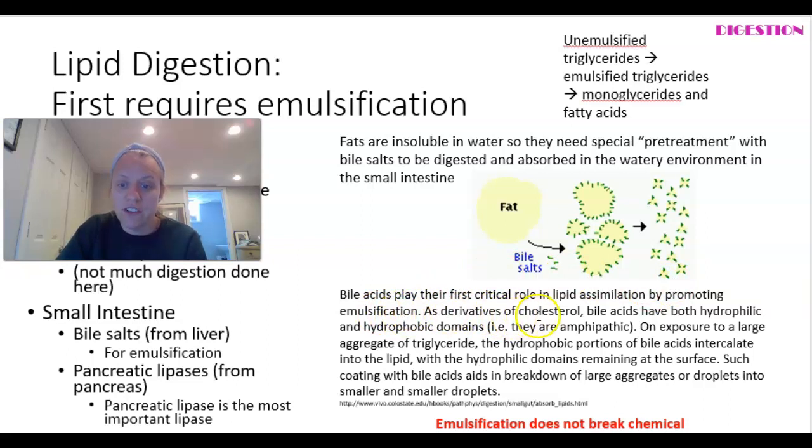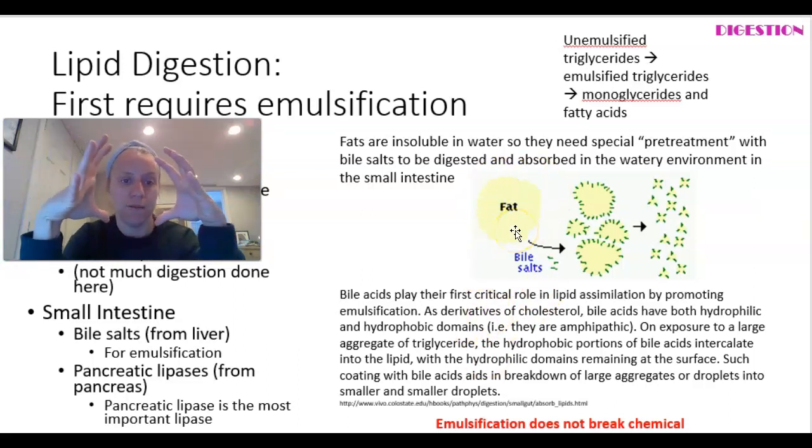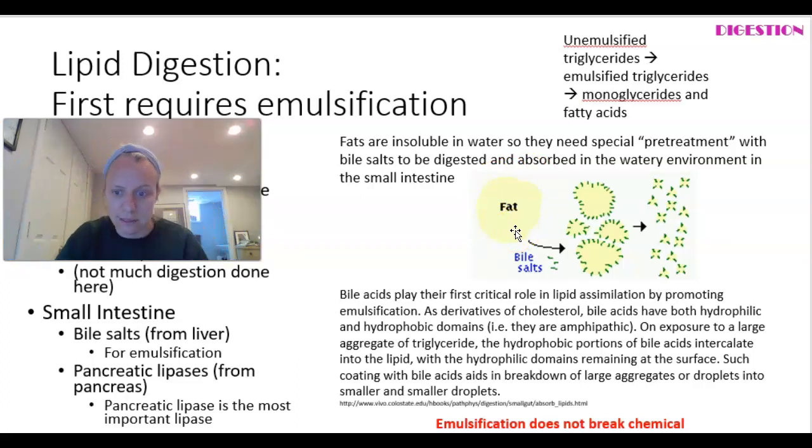Okay, so it says bile acids play their first critical role in lipid assimilation by promoting emulsification. As derivatives of cholesterol, bile acids have both hydrophilic and hydrophobic domains, which means that they're amphipathic. That means they have two different sides to them, like I said. One likes water, one doesn't. Okay. On exposure to large aggregates of triglycerides, so lots, what that means is just a big chunk of fat, fat likes fat, sticks to each other.